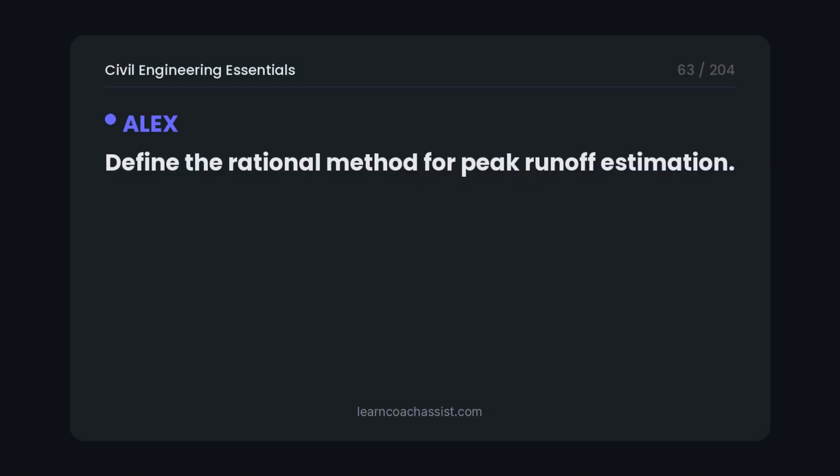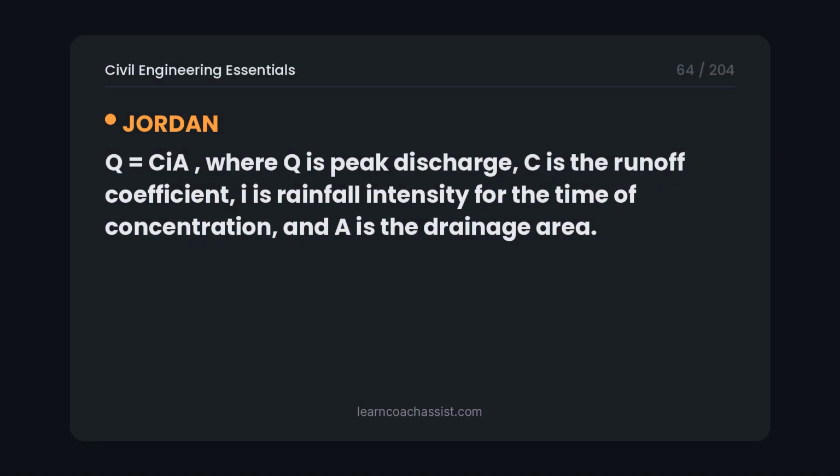Define the rational method for peak runoff estimation. Q equals CIA, where Q is peak discharge, C is the runoff coefficient, I is rainfall intensity for the time of concentration, and A is the drainage area.